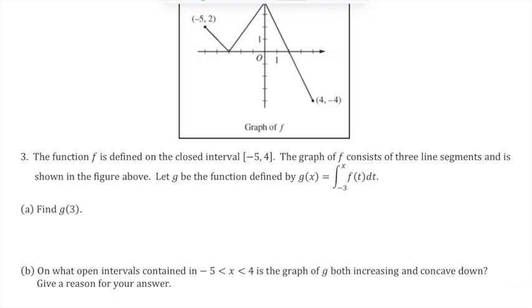So we're going to do a graphical interpretation of this now. It says the function is defined on the closed interval negative 5 to 4. The graph consists of 3 line segments and is shown in the figure above. And then it says g of x is the integral from x to negative 3 of f(t) dt. It says find g of 3. So g of 3 is going to be the integral from negative 3 to 3.